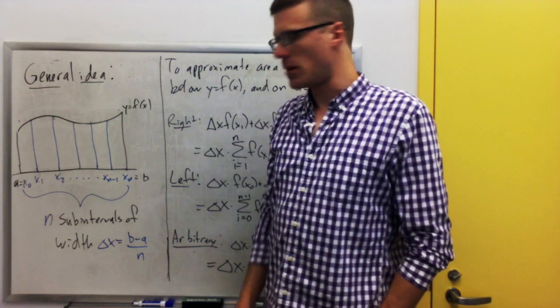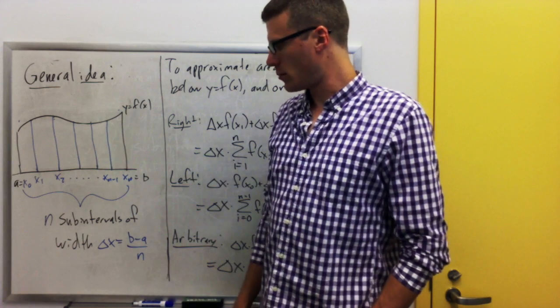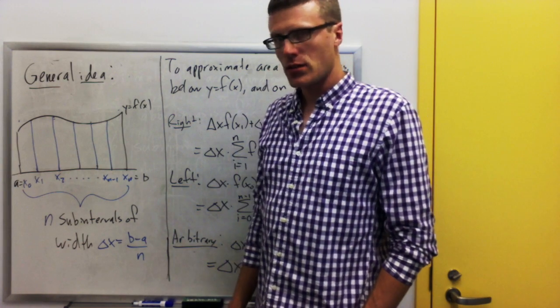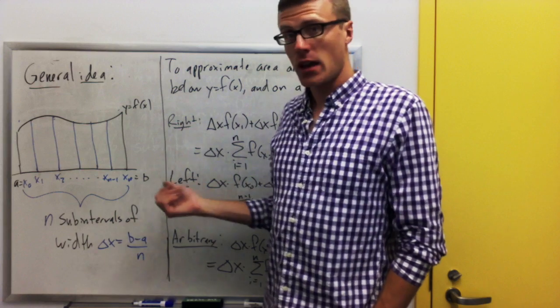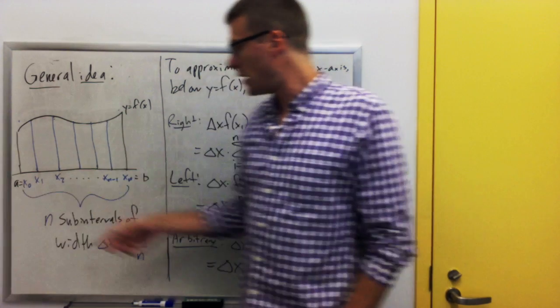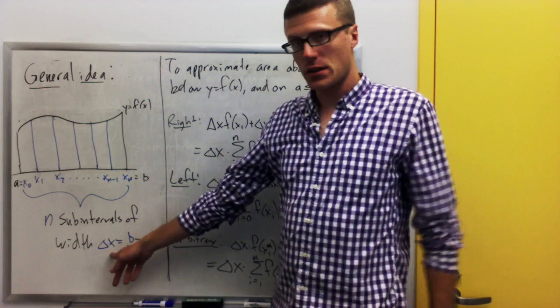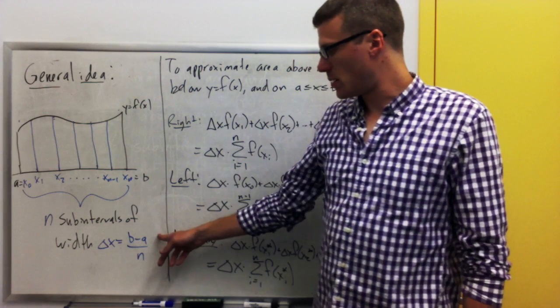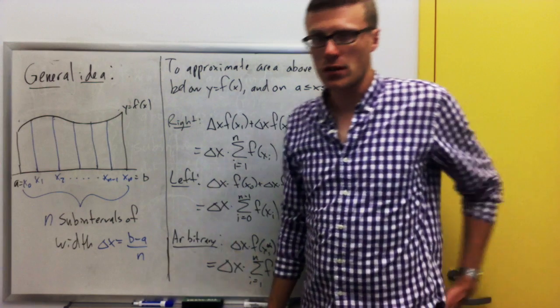n equal sub-intervals, n being some whole number, and the width of each of these subintervals is going to be the same because they're equal. Specifically, it's the distance from a to b divided by n. We call it delta x, and so that's b minus a over n. It's how long each one is.